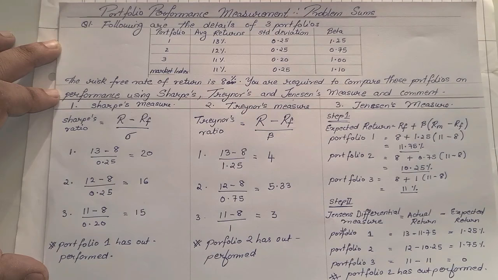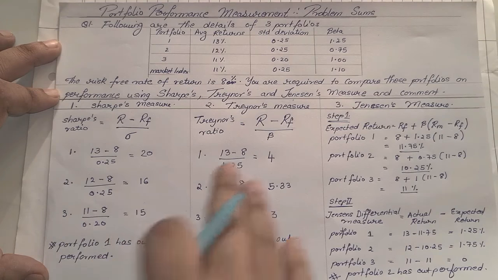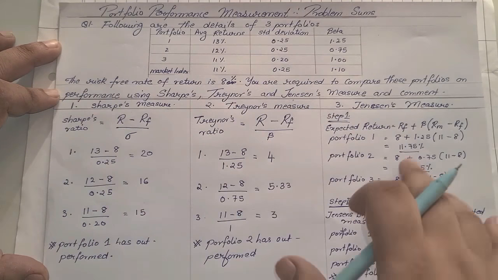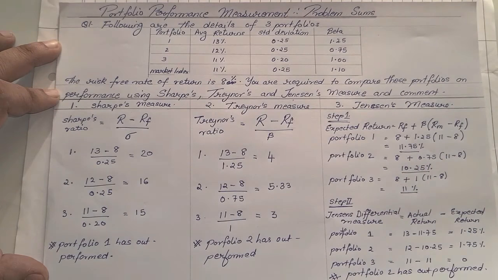With this, the Jensen measure also comes to an end. So this is the sum which has to be solved when they ask you to find the performance using Sharpe's measure, Treynor's measure and Jensen's measure. So remember, Jensen has 2 parts, others they have a direct formula and you just need to substitute the values. Okay, so with this, type 4 also comes to an end.